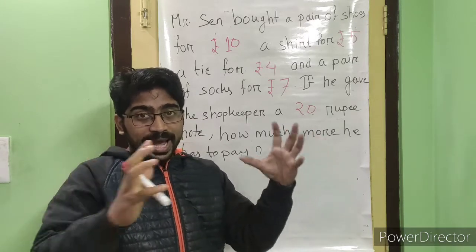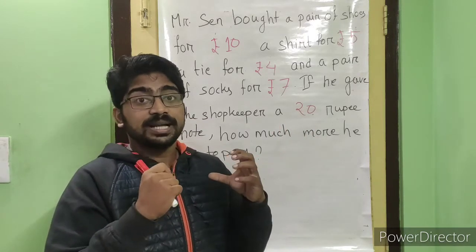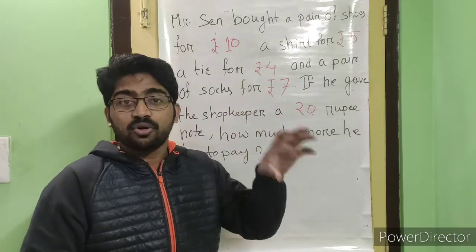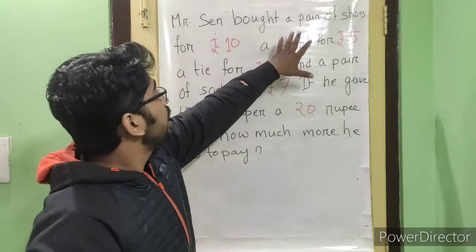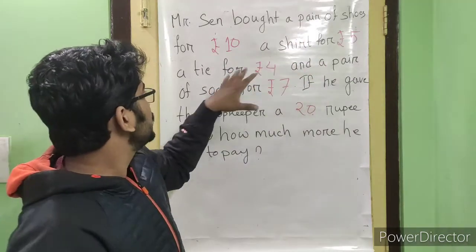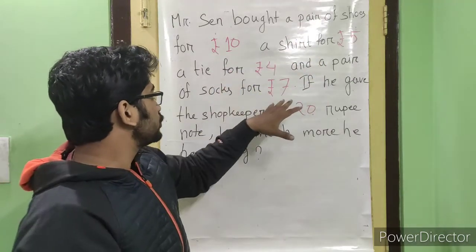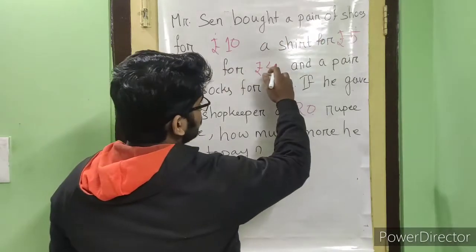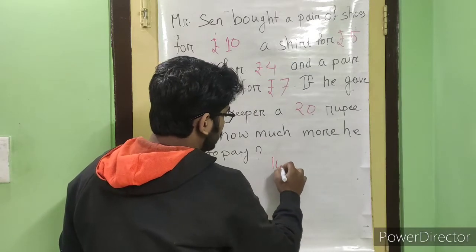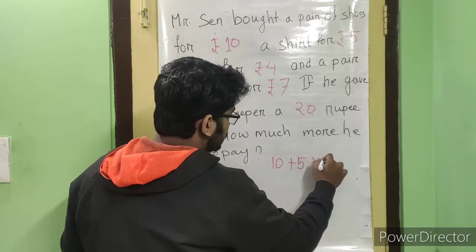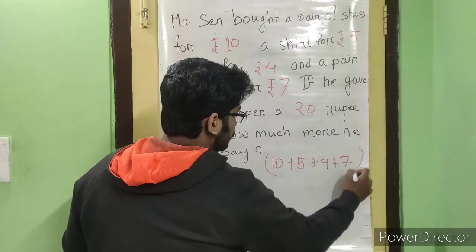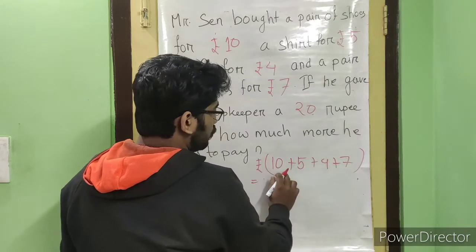We need to add all the purchasing items' prices, the cost. We need to add the costs of all the things: a pair of shoes, shirt, tie, pair of socks, these four things. 10 plus 5 plus 4 plus 7, and the rupee symbol will be there. So what will be the answer?